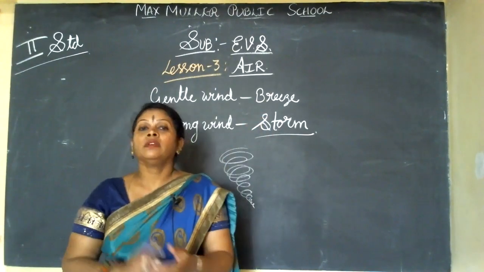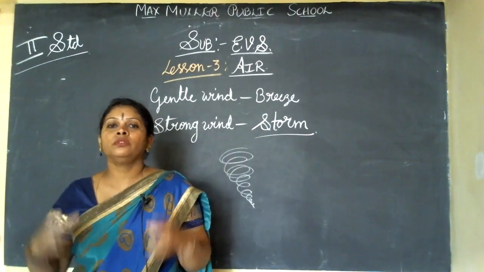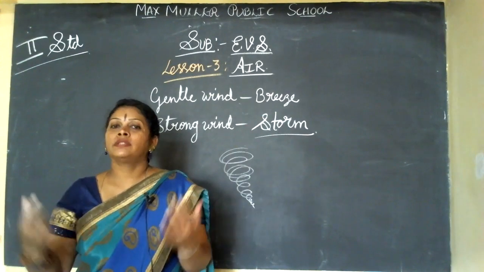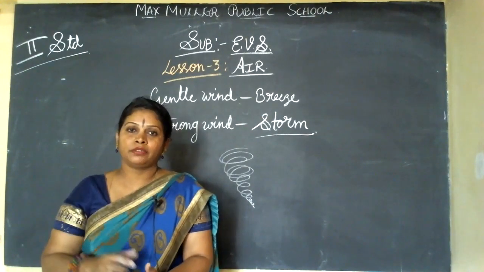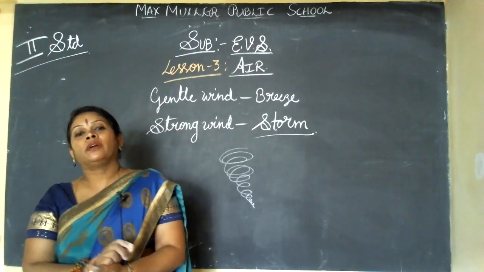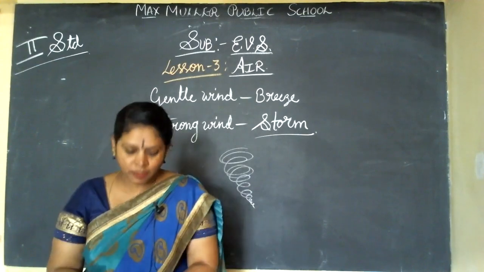Next, you had studied that air occupies space. That is, in the balloon, you are blowing the air and you can see there is some space. The air is occupying there. So by that experiment, you have proved that air needs some space and it occupies the space.